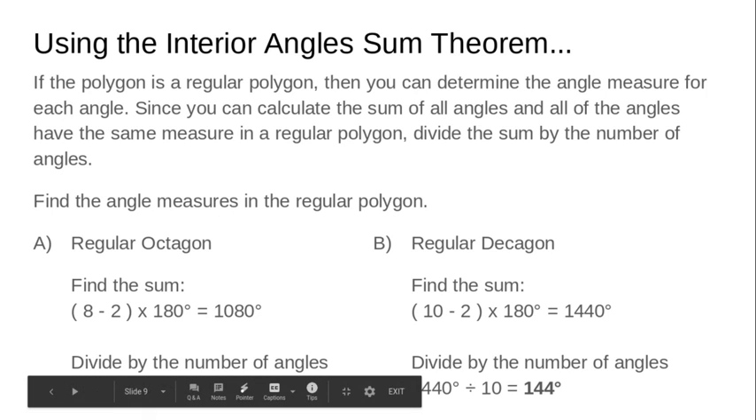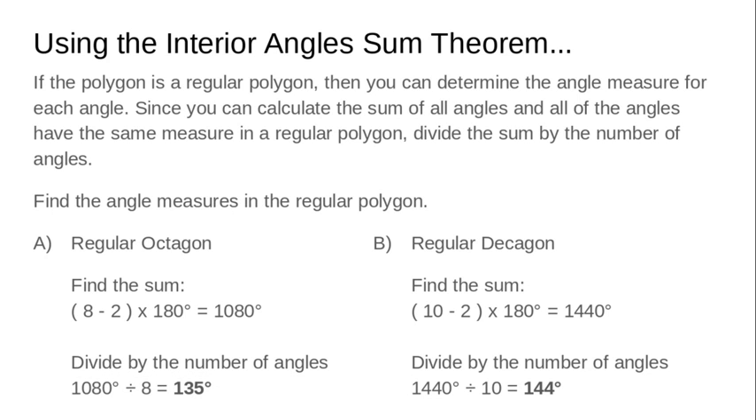So let's just do a couple of those. Here we have the regular octagon. So an octagon has 8 sides. So we would start with 8 minus 2, which is 6, and 6 times 180 is 1,080 degrees. So all of the angles in the octagon are going to add up to 1,080 degrees. There are 8 angles in an octagon. So we're going to take 1,080 and divide it by the 8 angles, and each of the angles will measure 135 degrees.